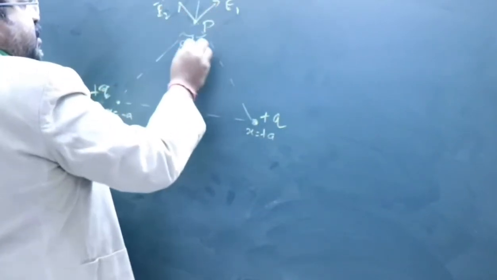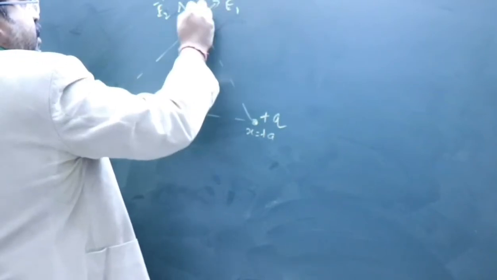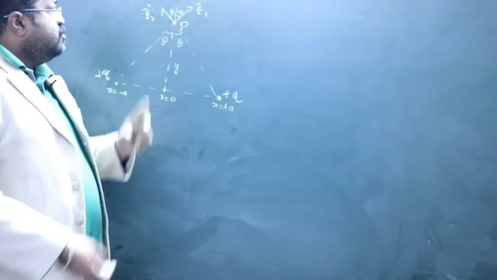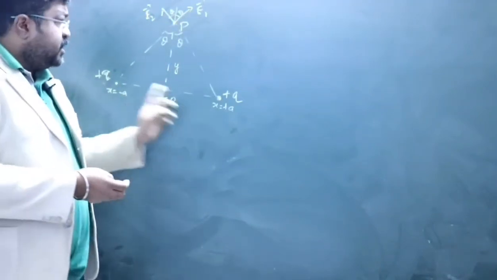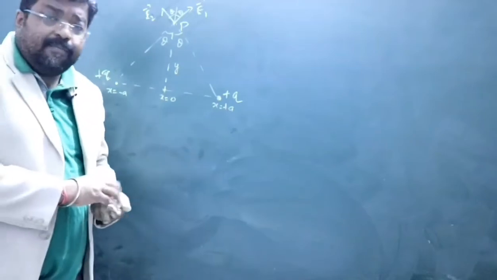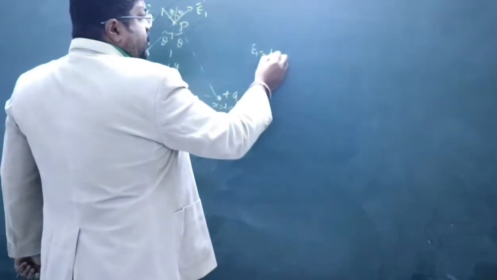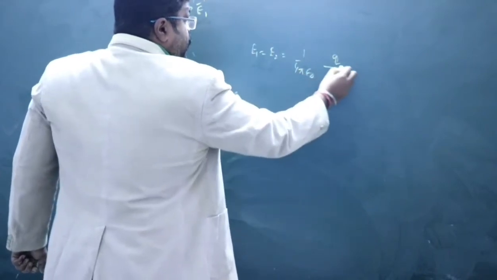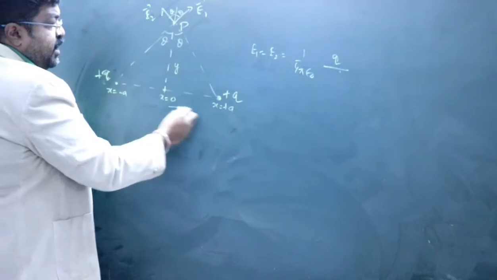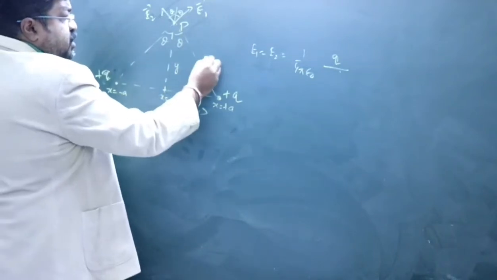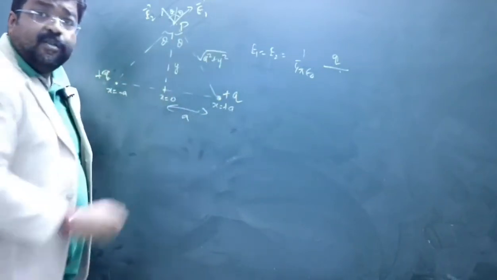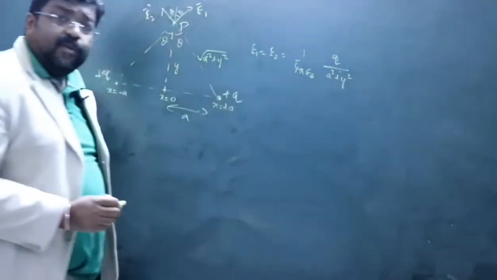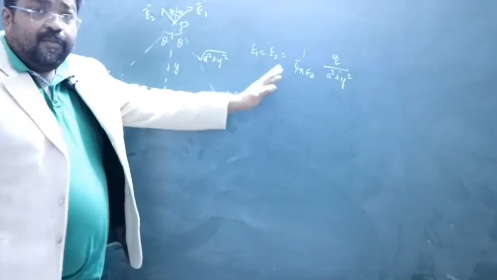Okay, now since both angles are theta, this angle will be theta, this angle is also theta. Now as you can see, E1 and E2 will have the same magnitude because the charges are the same and the distances are also the same. So we have E1 is equal to E2 is equal to 1 by 4 pi epsilon naught q, the charge, divided by this distance. This is a, this is y, so this is the square root of a square plus y square. So this is a square plus y square. Okay, now we have the value of E1 and E2.